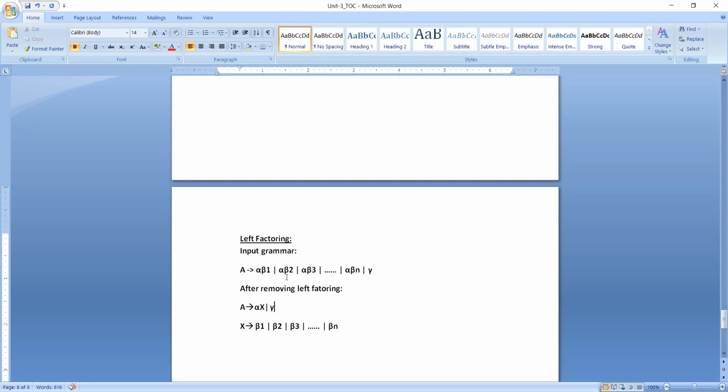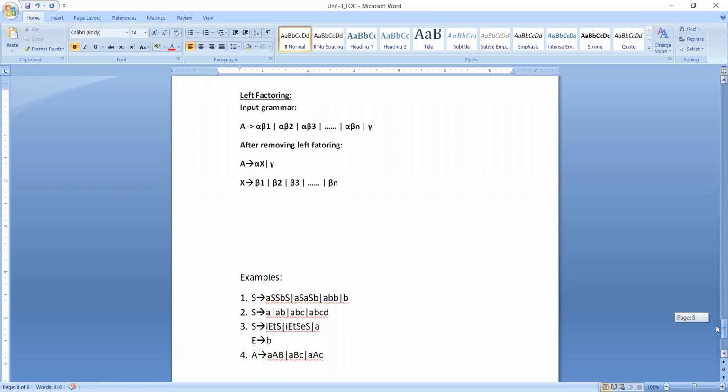So the idea is very, very simple here. First you need to consider all those symbols which are common in all the productions. Now write down the symbols which are common in the form of alpha, and then we need to introduce a new variable called X. Whatever substrings are not common in each and every production, all those substrings are going to come as part of this new variable called capital X.